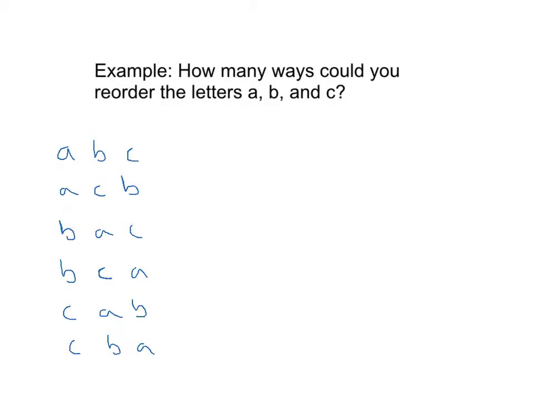So for example, let's talk about this. How many ways could you reorder the letters A, B, and C? And this is a permutation because to reorder these three letters, you have to pick one first. So if we picked A first, the only two letters that would be left are B and C. So then if we picked B second, then there would only be one left. So the first letter that we picked, we'd have A, B, or C, so three choices. The second letter, we'd only have two choices. And then the last letter, we'd only have one.